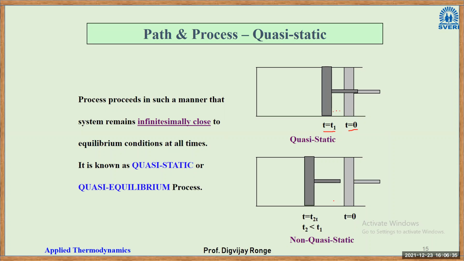Another example: the piston is here at time 0 seconds, and then the piston is here at time t2 seconds. Now in this case, time t2 is very much less than t1. Because the first is a very slow process, that is why we feel that every point is under equilibrium. This is a fast process, so that is why it is a non-quasi-static process.